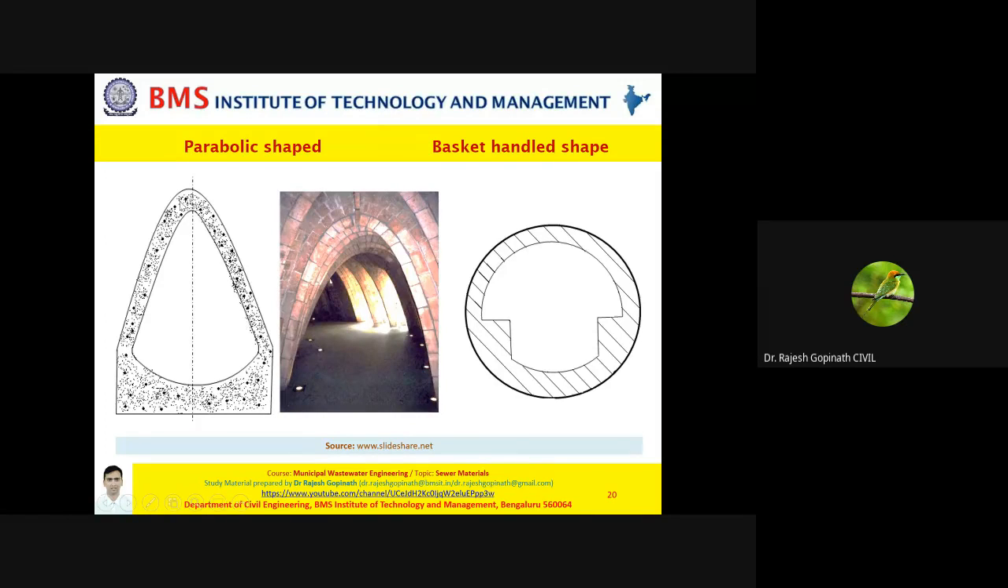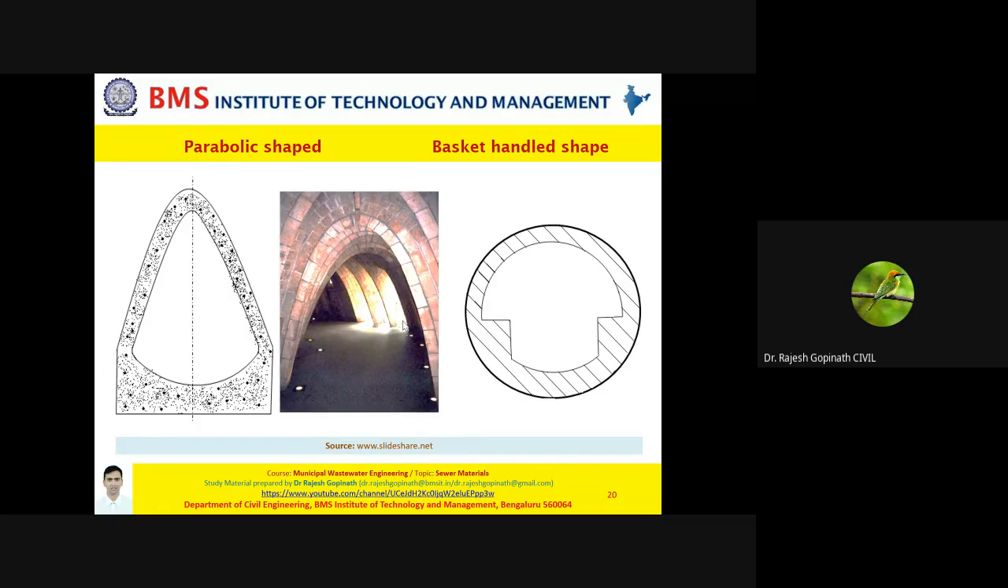Your upper arc of the sewer is in the shape of a parabola. That is why it's called a parabolic shape. Just observe once again as I move the cursor. See this top part, the crest part, the upper part, it is actually in the shape of a parabola. That is why these are called parabolic shape sewers.